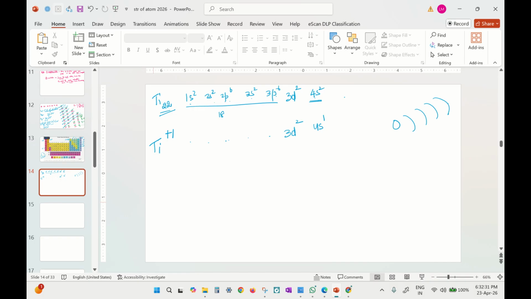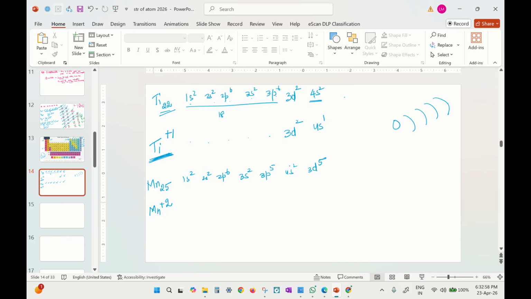This is going to be one of the most common questions that you will face. Write the electronic configuration of, let us say, Mn plus 2. So first let us write Mn. Manganese, atomic number is 25. So 1s2, 2s2, 2p6, 3s2, 3p6, 4s2, 3d5.